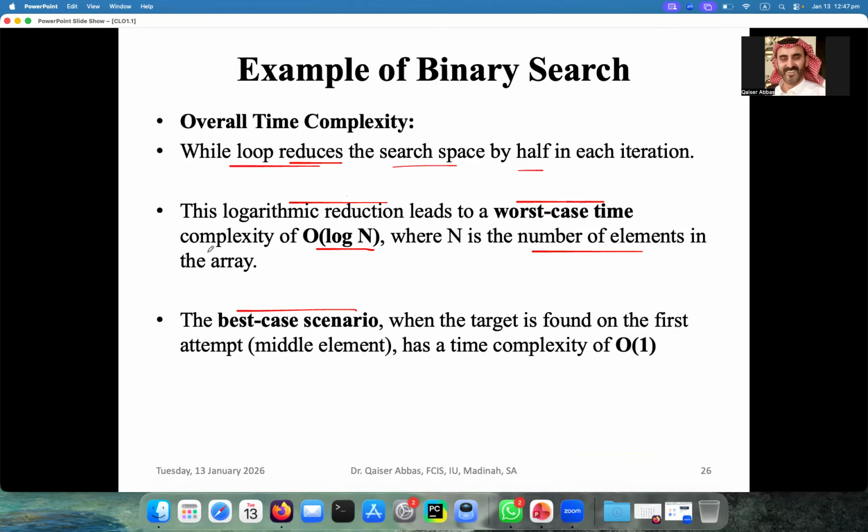So for the best case scenario, here I must write omega, not big O. So omega of 1, which will represent the best case, and the reason is mentioned here, that you will find your target in the middle.